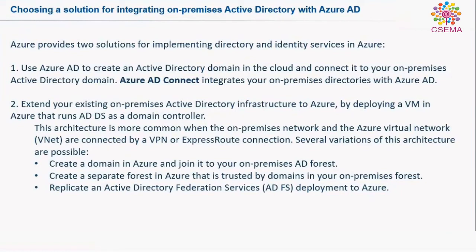This architecture is more common when you want the on-premise network and the Azure Virtual Network connected by VPN or ExpressRoute. Several variations of this architecture are possible. I've listed three. Create a domain in Azure and join it to your on-premise AD forest. Create a separate forest in Azure, like a resource forest scenario, that is trusted by domains in your on-premise forest. Or replicate the Active Directory Federation Services deployment into Azure. So basically you are creating a copy of your on-premise infrastructure, or on-premise architecture rather, in Azure.